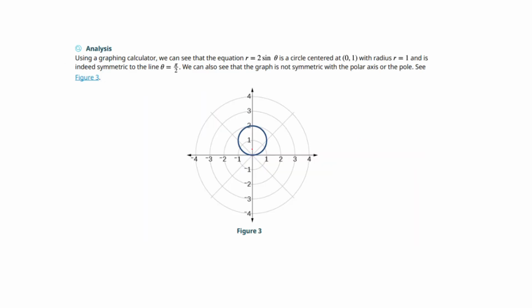Now the reason that happened is, here's the graph. It's going to be a circle, and you see we have symmetry only across that y-axis.